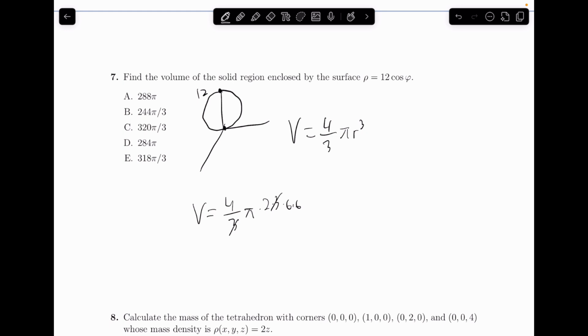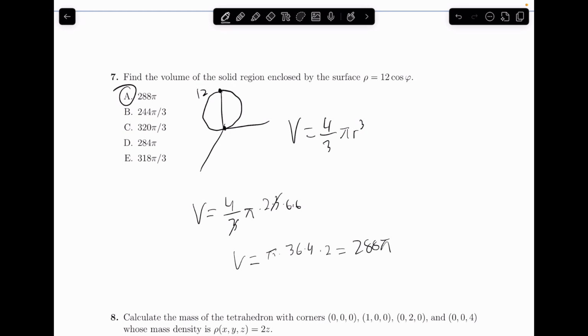Let's say 8 times 6 is going to be 48. So we have v equals, I'm going to leave out the pi. So we have 36 times 4, which is 144 times 2, 288. So we have 288 pi, and that is answer A. This is more of a math or arithmetic thing.